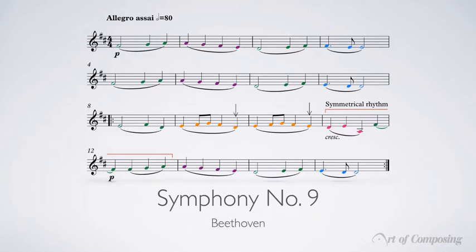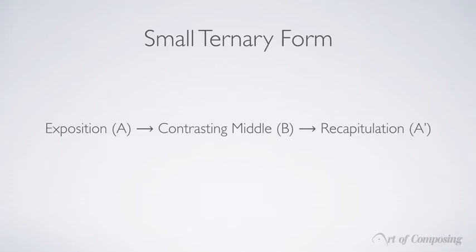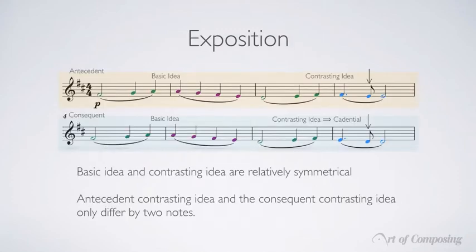Let's start from big to small here so you can understand everything that is going on. Beethoven has written this melody as a specific main theme type called small ternary form. Small ternary form has three sections: the exposition, the contrasting middle, and the recapitulation. The first part of his theme is the 8-bar exposition. Now this is written as a period, and a period consists of two parts, the antecedent and the consequent.